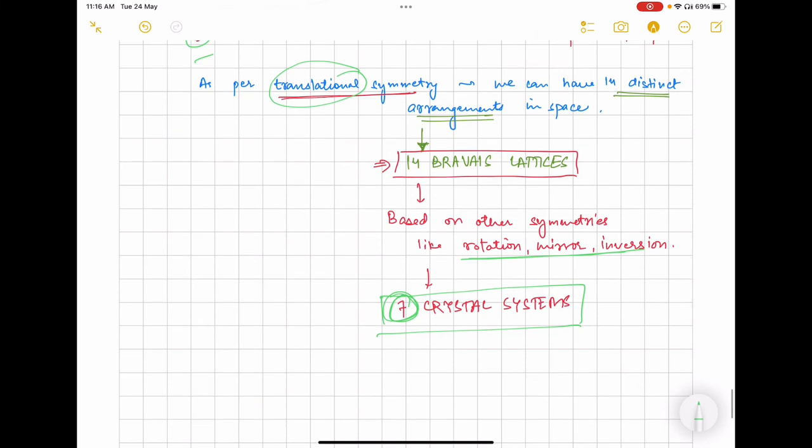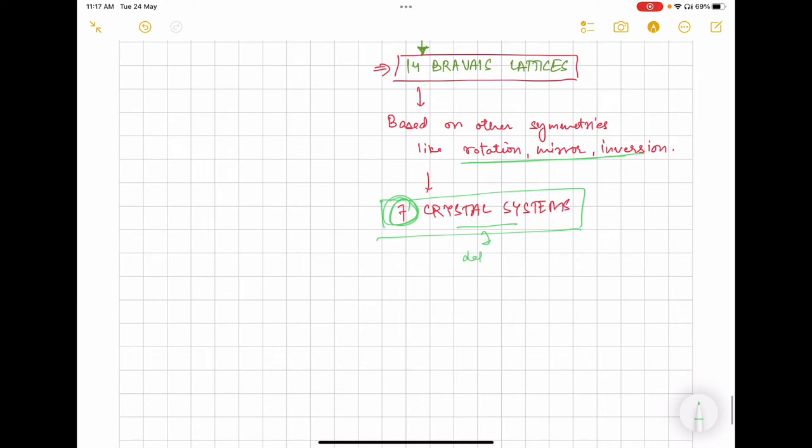Here the crystal systems are defined always by the symmetry, and not by the shape of the unit cell. The unit cell can be anything, okay? So we have 7 crystal systems and correspondingly 14 Bravais lattices.